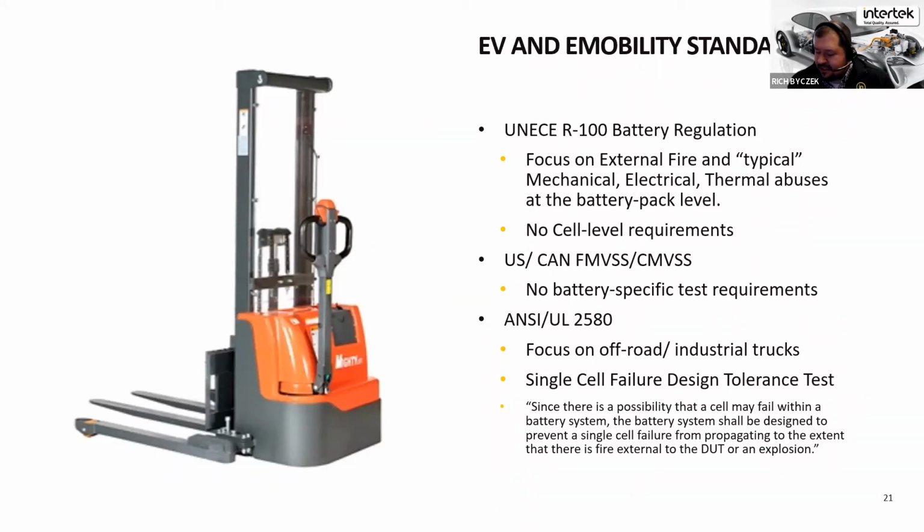so it comes to the OEM manufacturers to address those concerns. For industrial vehicles like forklifts, material handlers, we have in the US ANSI UL 2580, which does have a propagation test where we actually find a way to trigger a single cell failure in a single cell within a battery pack and look at whether or not it's able to propagate beyond the case of the battery. So now we start talking about specific test methods for propagation.